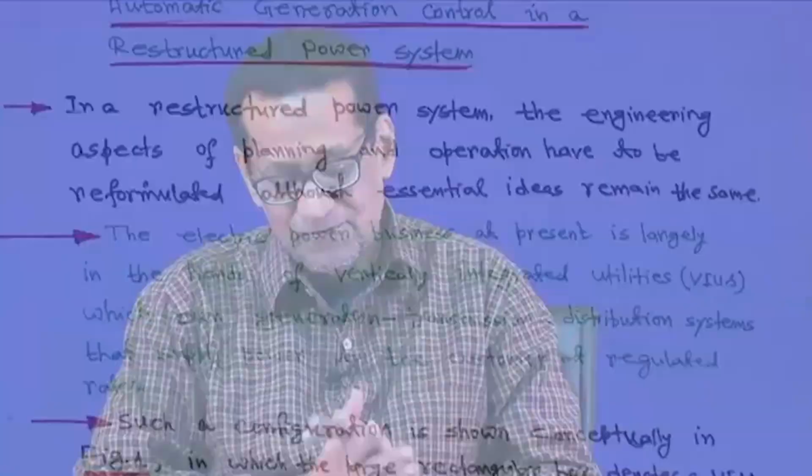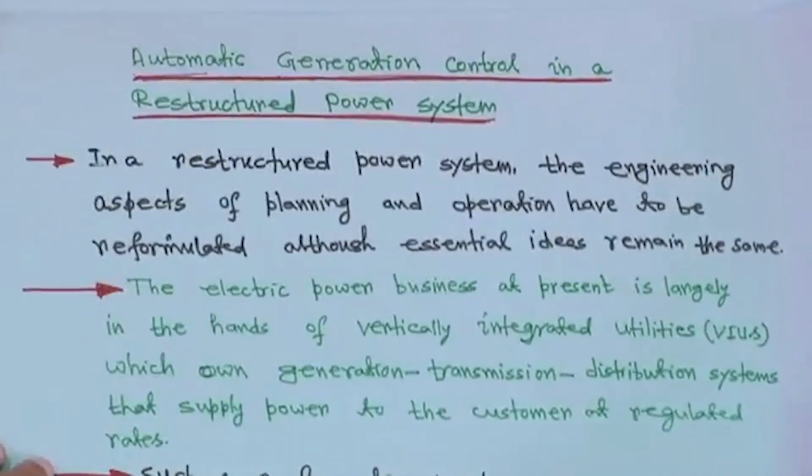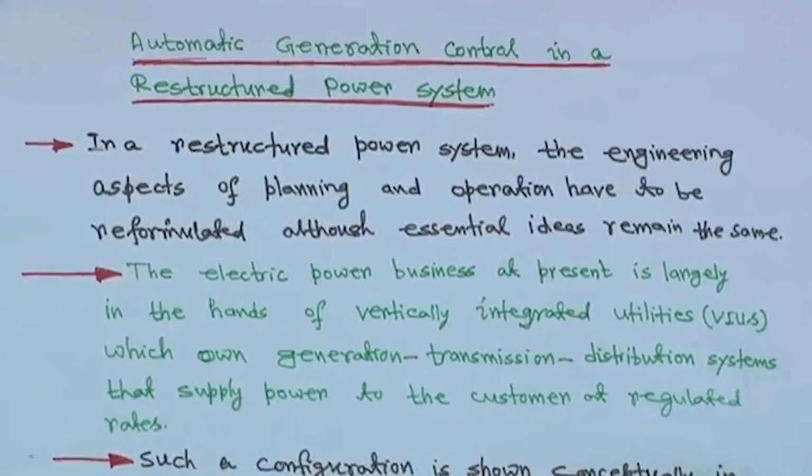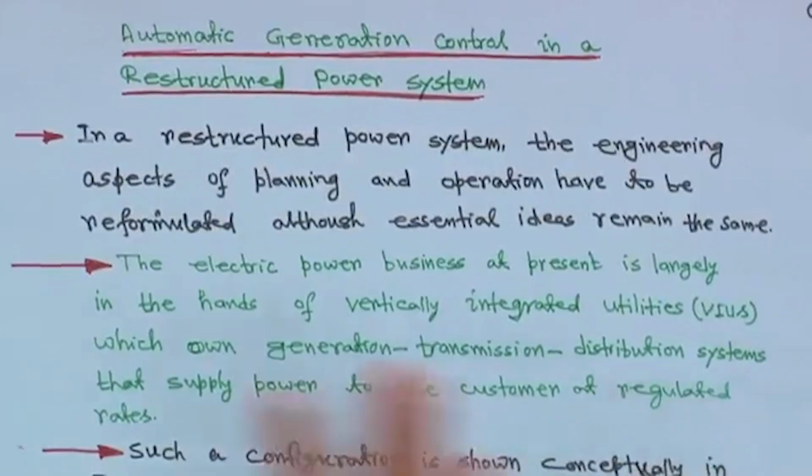So that is actually what we call automatic generation control in a restructured power system. Restructured means in the deregulated market. Before moving to that, earlier, all over the world, one utility used to own the three things, that is generation, transmission and distribution. Suppose you have your own electricity company, then you have your own generation, transmission and distribution companies, right? That means you yourself are controlling everything.